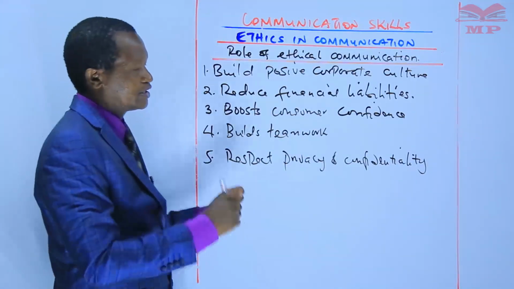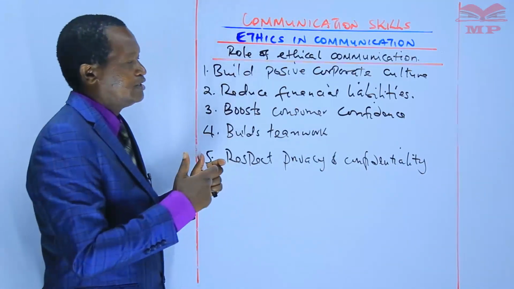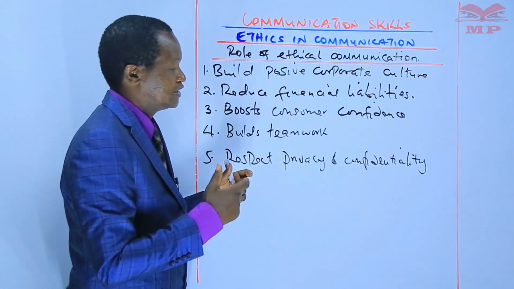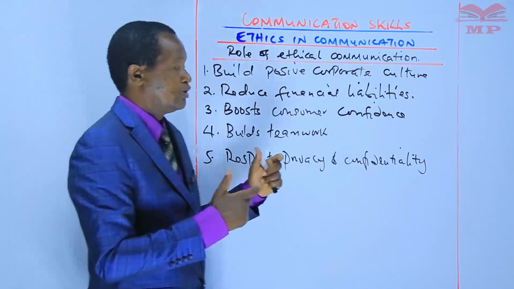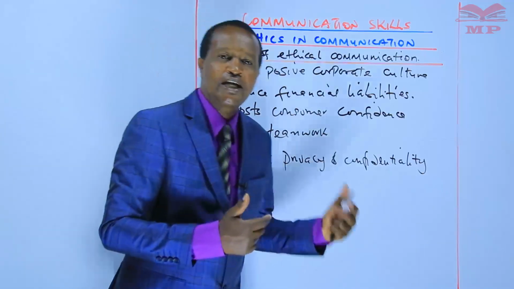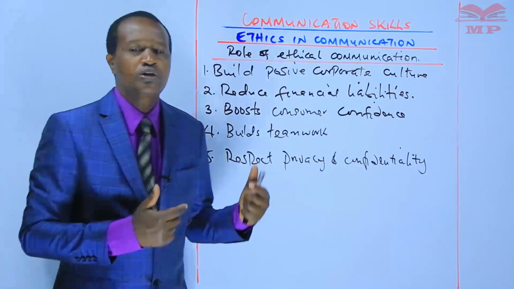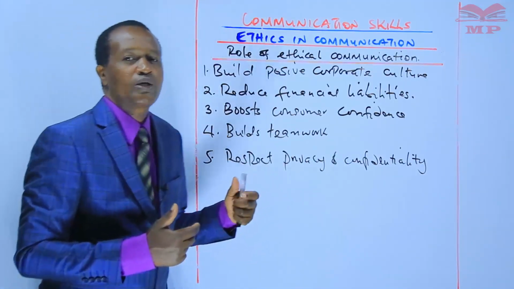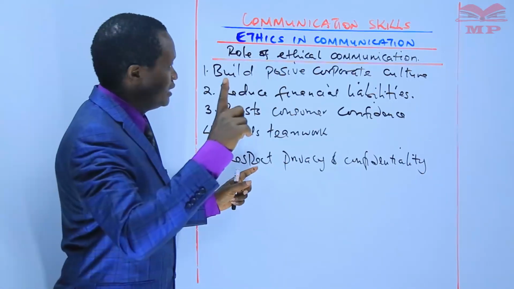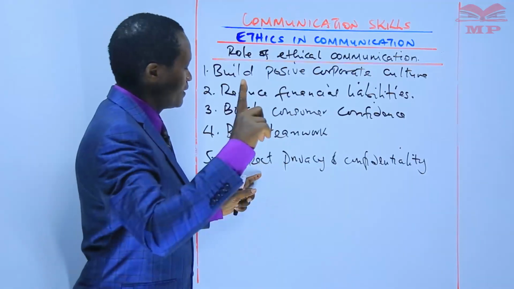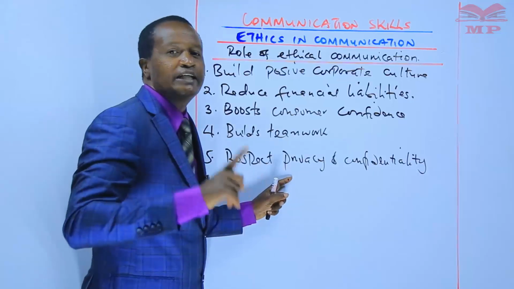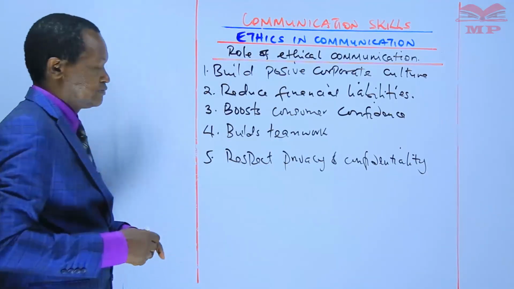Because when a company interacts with a client, the company will inevitably get to know or have access to private or confidential information. So the employees of a company are expected to sign a code of ethics that defines what is appropriate when it comes to honoring client and employee confidentiality. So ethical communication can help in the area of respecting privacy and confidentiality.